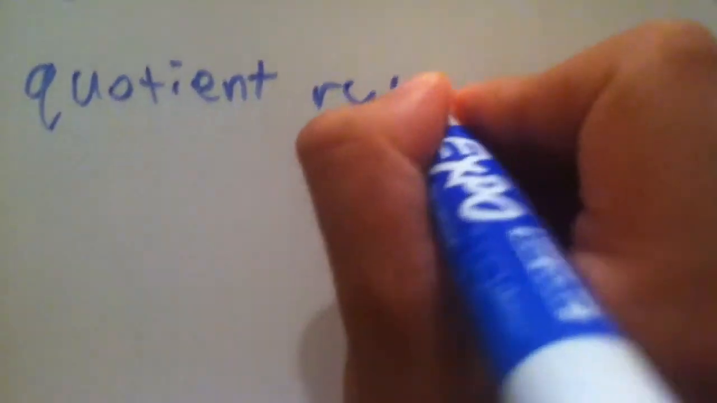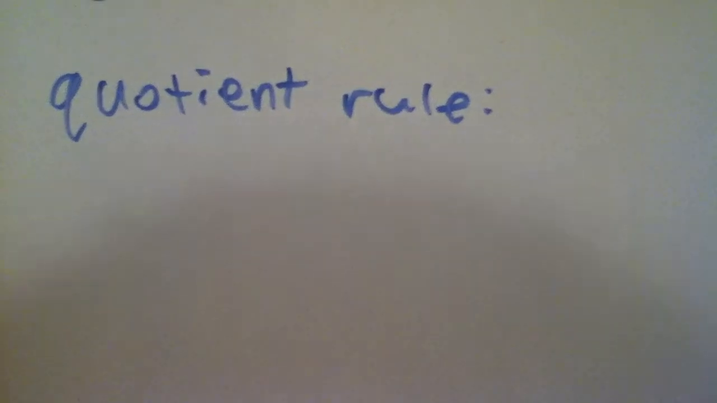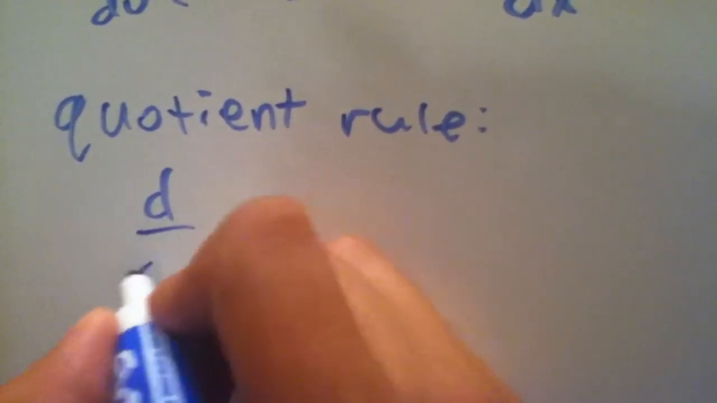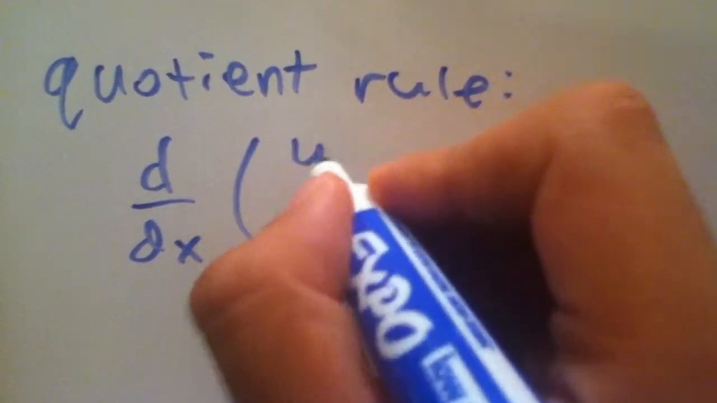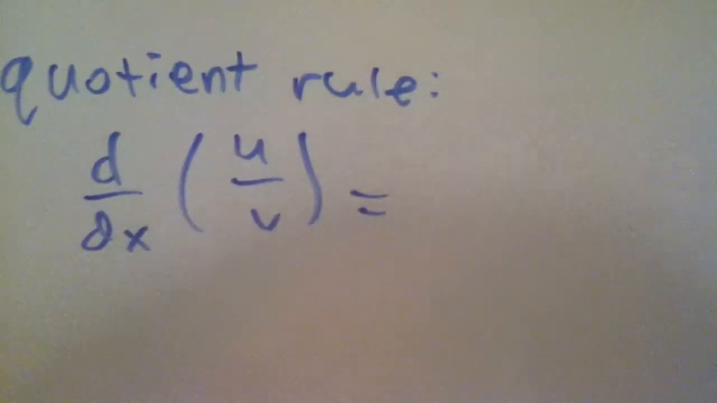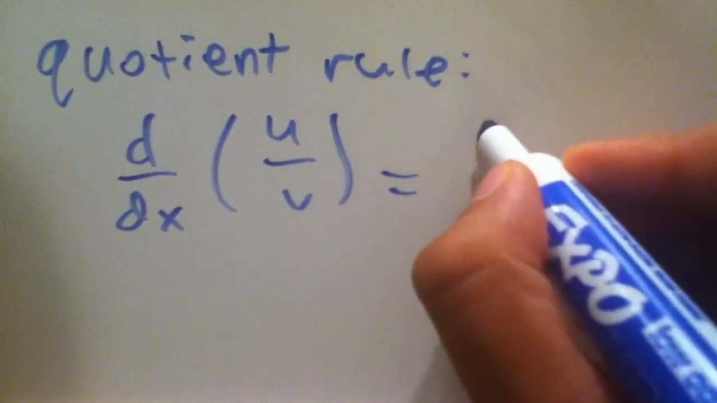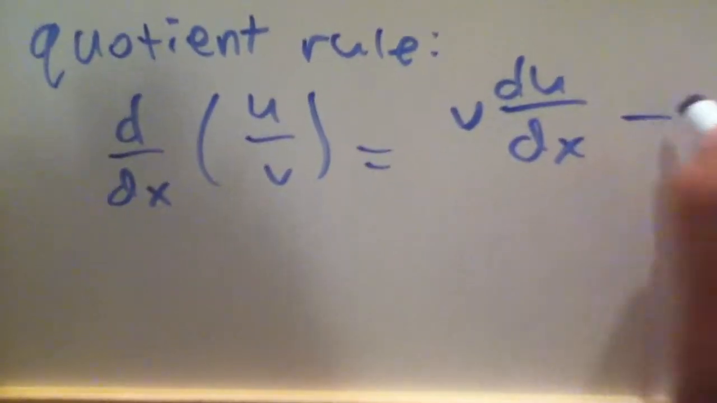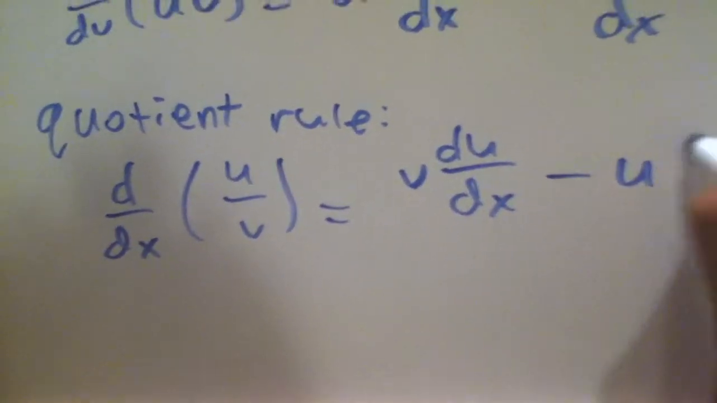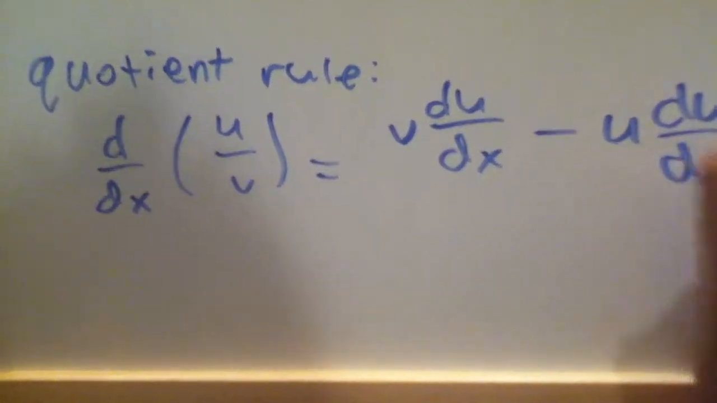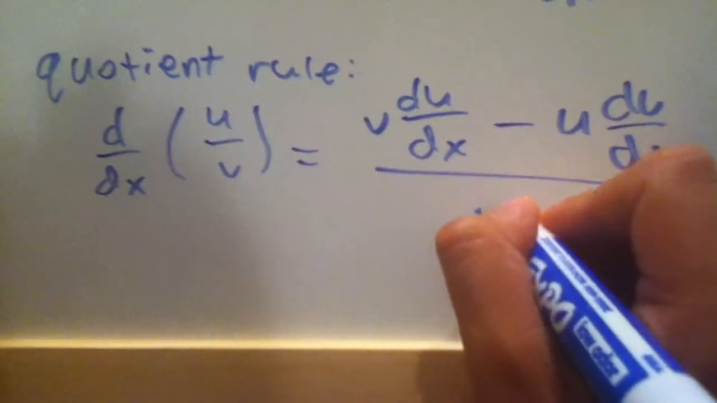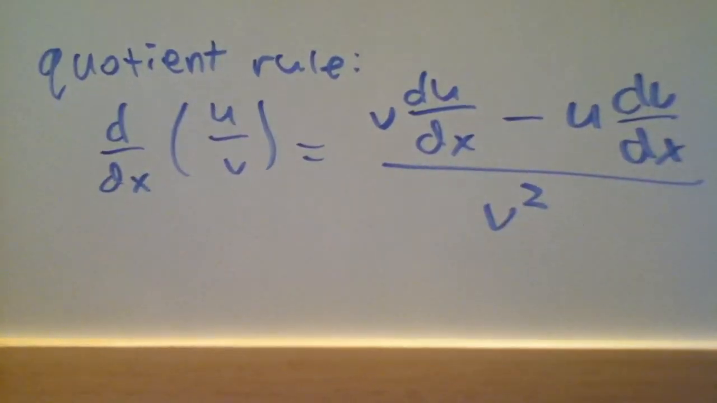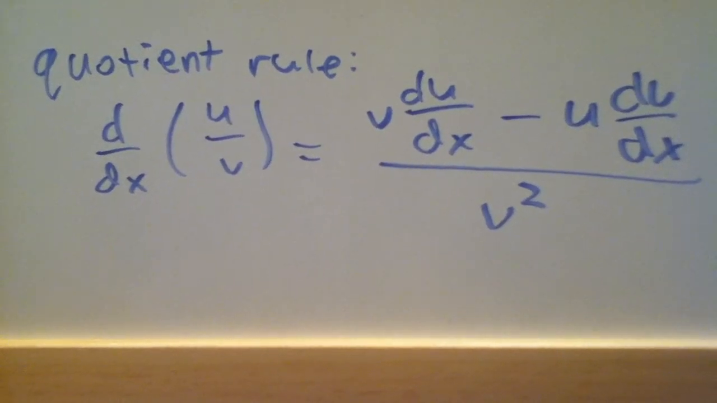The quotient rule is the derivative of u over v. This equals v times the derivative of u, this is a bit more complicated, minus u times the derivative of v, which is dv over dx, over whatever v is, squared. So those are all the rules. Now let's try some examples.